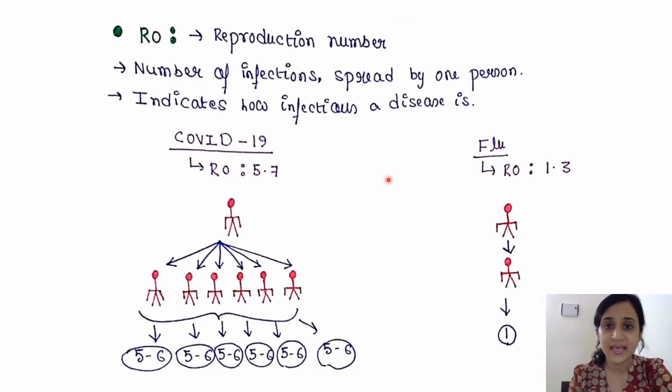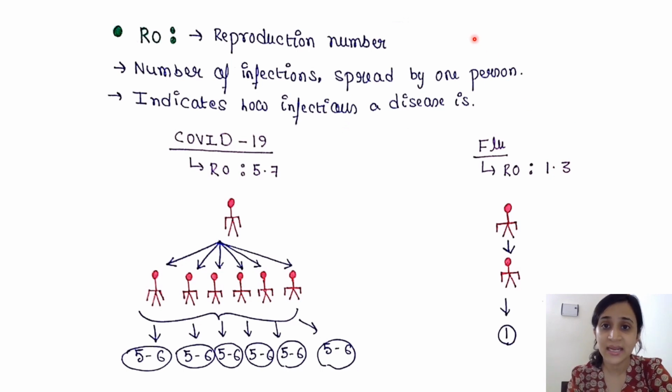So if you study an infectious disease, you have to understand two things. One is R0, or R naught, and the other is SI. R0 is the reproduction number. It is the number of infections spread by one person, or you can say how many persons are infected by a single person at a time. It indicates how infectious a disease is.